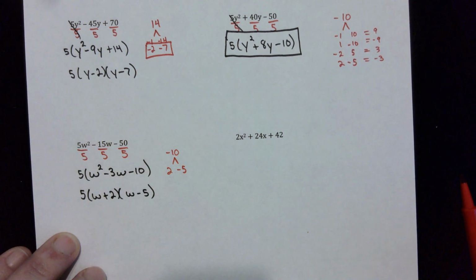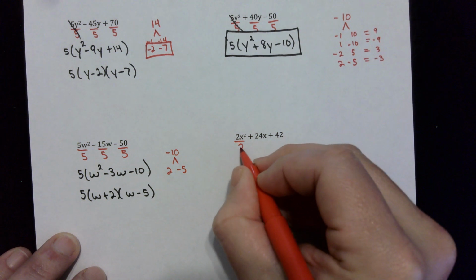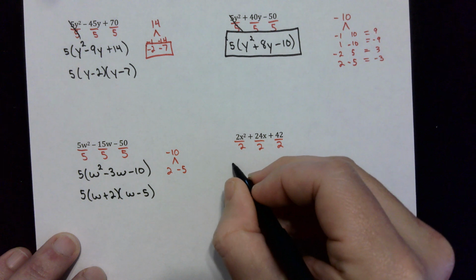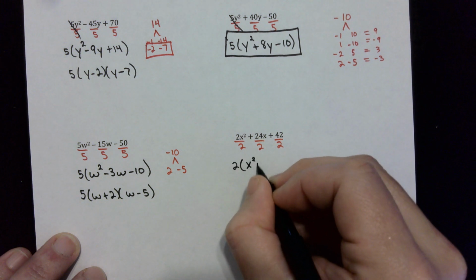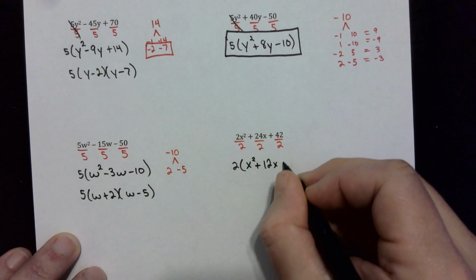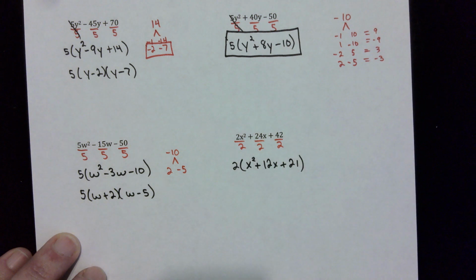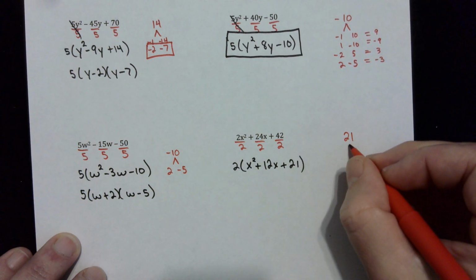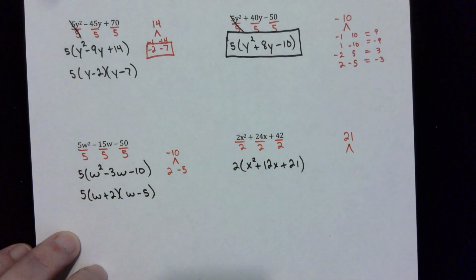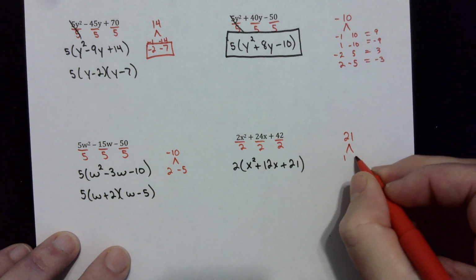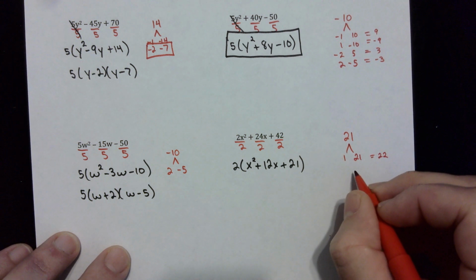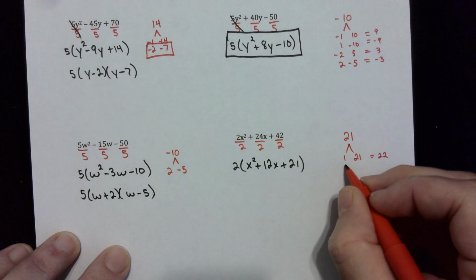Okay, one more. And this one we're going to divide by a 2. So I'll factor out that 2. That leaves us x squared plus 12x plus 21. So we're looking for factors that multiply to get 21 and add to get 12. Since we're both multiplying and adding to get positive numbers, everything's going to be positive. So we've got 1 and 21. That obviously doesn't work. That gives us 22. We've got 3 and 7.